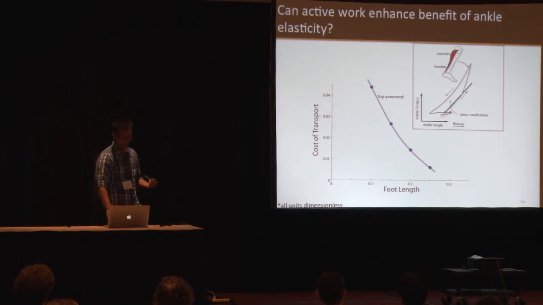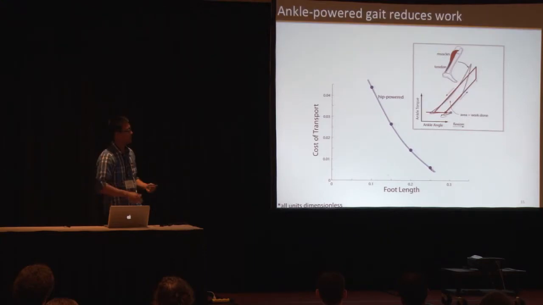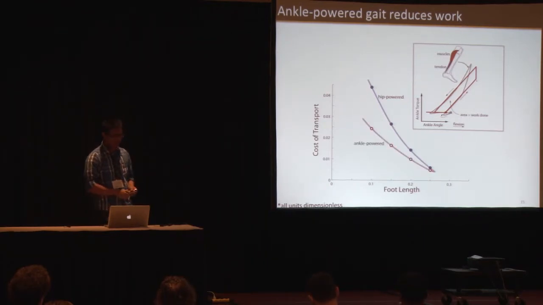So therefore, we change our spring to allow our ankle joint to produce some active work. We call this ankle power gait. So we let this model walk on level ground, not downhill now, and we measure the cost of transport. We found this curve. So for the same foot length, if we have an ankle power gait, the minimum cost of transport can be less than the hip power gait.